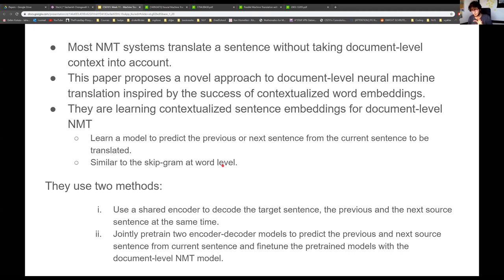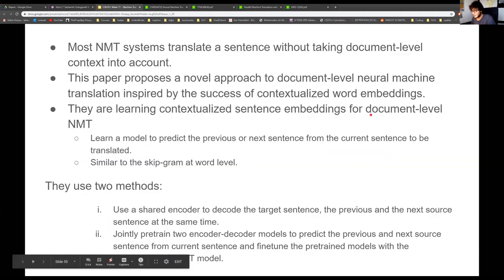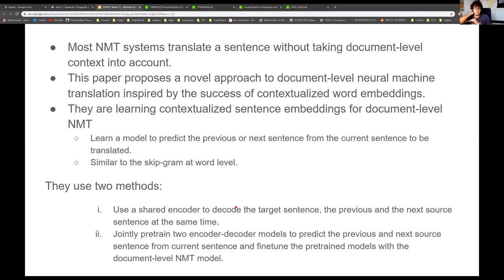In order to do that, they're learning a model to predict the previous and next sentences, given the current sentence that's going to be translated. They're doing it in a similar way to SkipGram. In the paper, they introduce two approaches. The first one is to use a shared encoder to decode the target sentence and the previous and the next source sentence at the same time. You can see it in the figure as well. They basically have just one encoder to which they are feeding the input embedding, and they're using the output of that encoder to predict the previous sentence, the next sentence, and the target translation. Doing this, they're hoping to include some contextual information in the target translation as well.